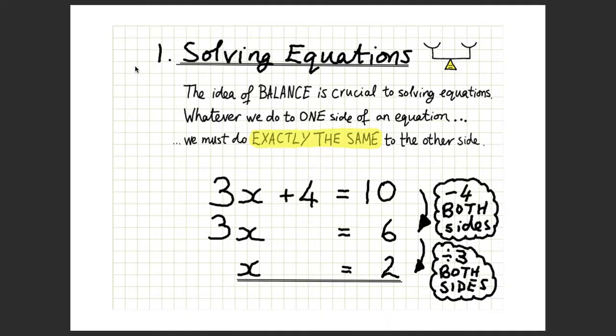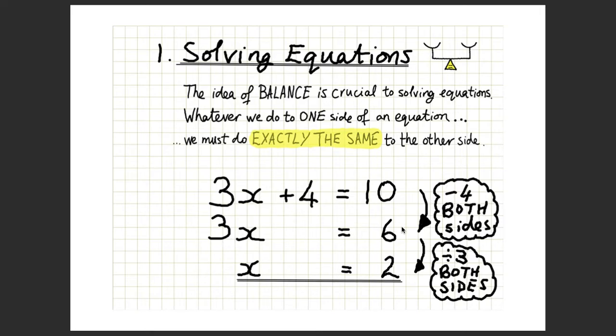So recapping something we did in MYP1. Chapter 1, Solving Equations. The idea of balance is crucial to solving equations. Whatever we do to one side of an equation, we must do exactly the same to the other side. So here I've got 3x plus 4 equals 10. So I'm trying to get the bit with the x on its own, so I've taken away the 4. But because I've taken away 4 on the left, I have to also take away 4 on the right in order to maintain the balance. So minus 4 both sides.